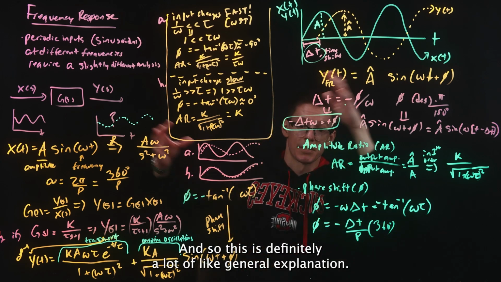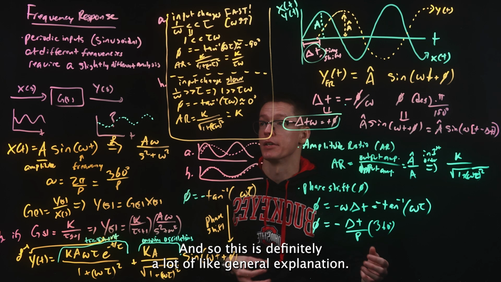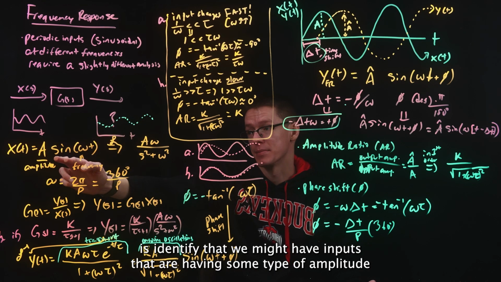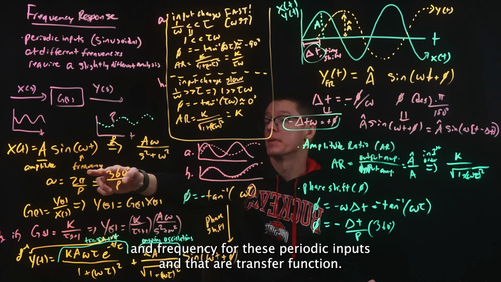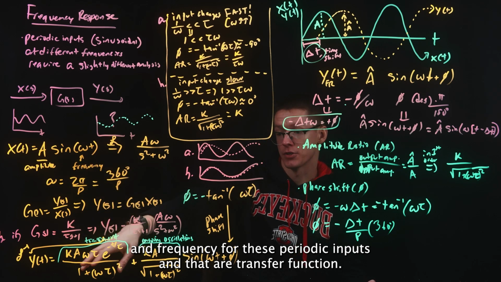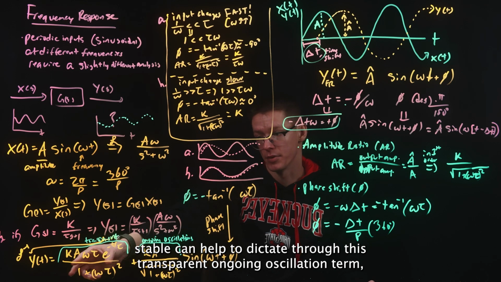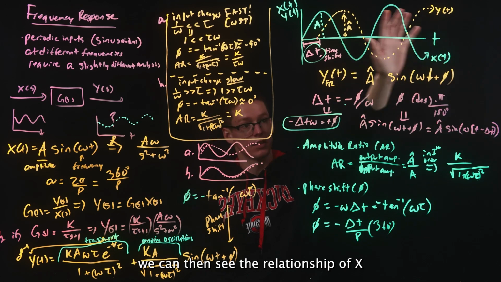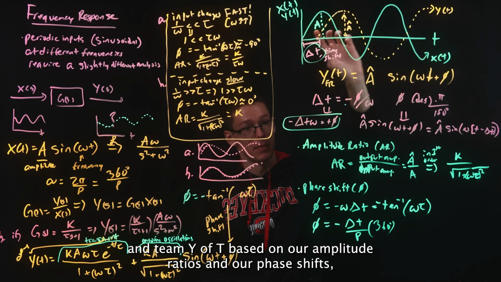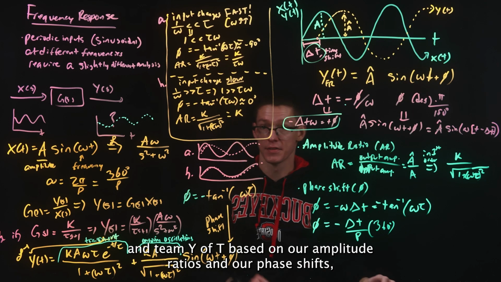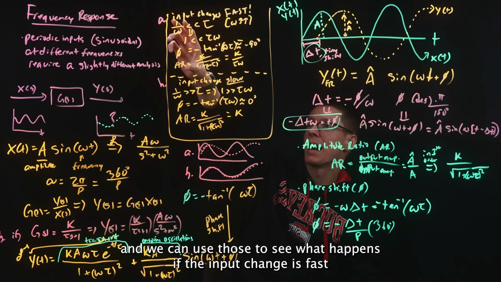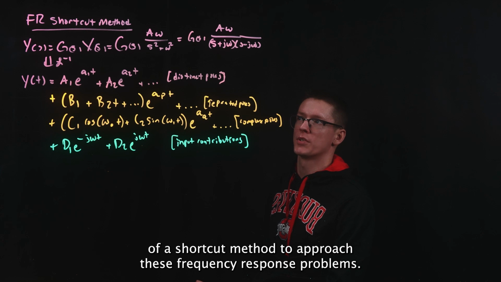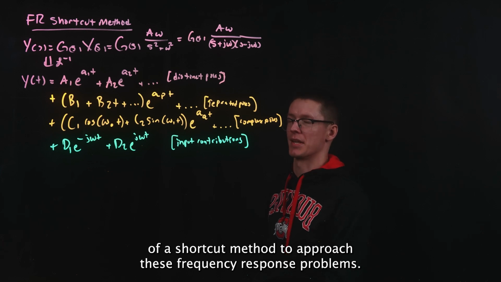And as my input changes slowly, that means that my output has time to catch up and maintain consistency. And so this is definitely a lot of general explanation, but what we're really trying to do here is identify that we might have inputs that have some type of amplitude and frequency for these periodic inputs, and that our transfer function, as long as it's stable, can help to dictate this ongoing oscillation term. We could then see the relationship of x of t and y of t based on our amplitude ratios and our phase shifts, and we can use those to see what happens if the input change is fast or if it's slow. So next, we're going to think of more of a shortcut method to approach these frequency response problems.